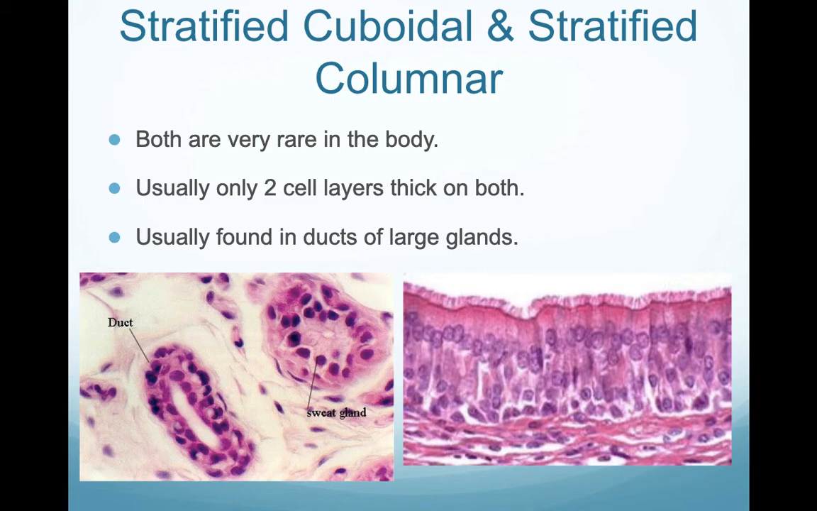Stratified cuboidal, stratified columnar are pretty rare in the body. We don't see these very much. They might even only be 2 layers thick, and there may be some of the ducts for some of your larger glands, but that's about it on those two.